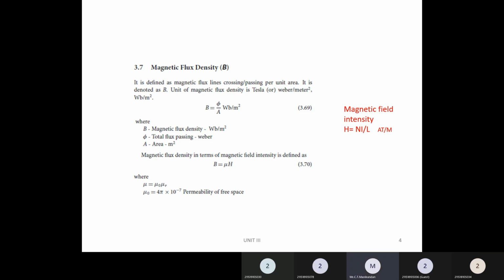So H equal to Ni by L, where N is the number of turns, I is the current passing through the conductor, and L is the length of the conductor. Okay, so H equal to Ni by L.